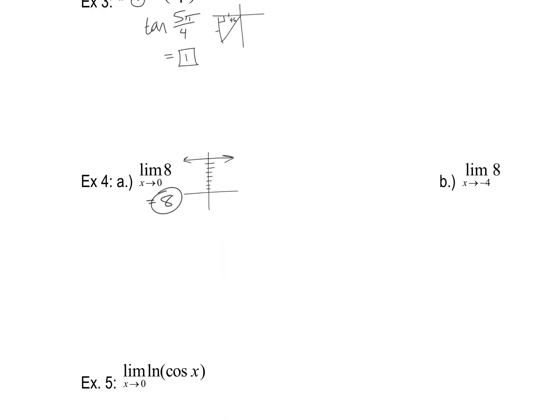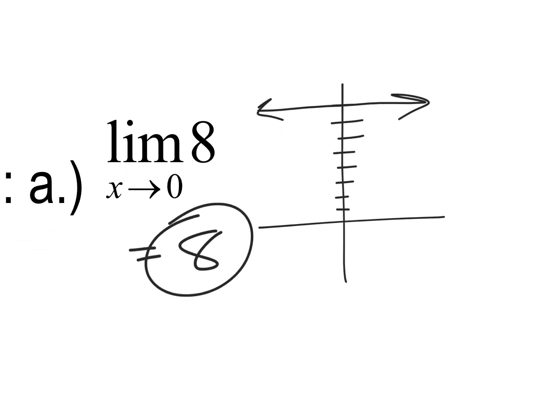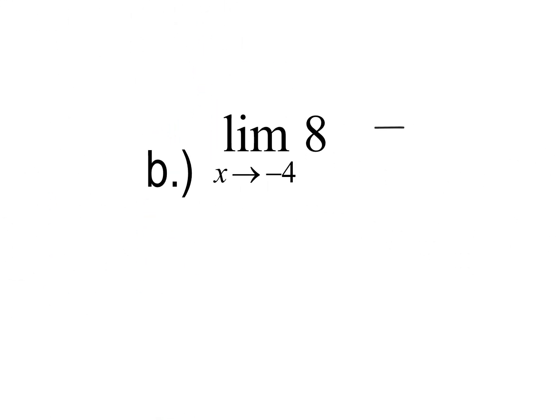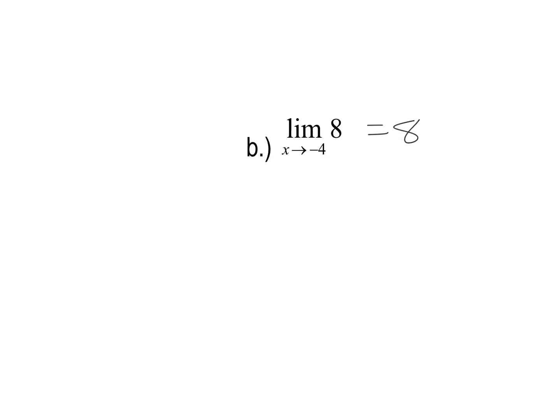What about -4? As x approaches -4. Okay, cool. Where's -4? It's right here. So my left hand, my right hand, what y value are they going to meet at? Right here. Y value is still 8. No matter what the x value is in a constant function, which is a horizontal line, they always meet at that y value, which is 8.